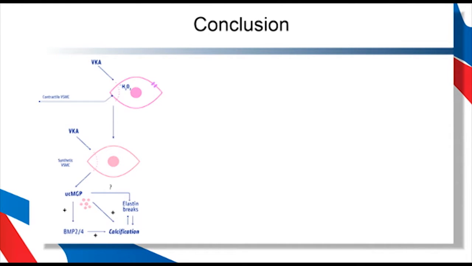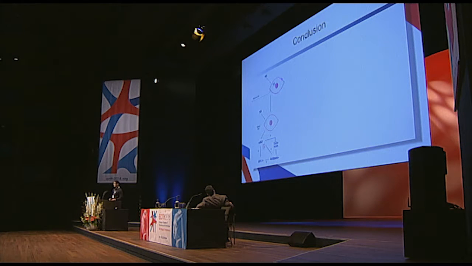So taking all this together, we can come up with the following conclusion. First, in the upper part, we can see a contractile vascular smooth muscle cell, which should be the healthy form of the vascular smooth muscle cell. Upon vitamin K antagonist treatment, which in our case was warfarin, we can increase oxidative stress and thereby promote differentiation towards the synthetic phenotype of the vascular smooth muscle cell, which brings us to this part. Here again, we have an effect of the vitamin K antagonist by increasing inactive MGP. Thereby, we promote osteochondrogenic differentiation, we promote extracellular vesicle secretion, and all this combined, we promote calcification.